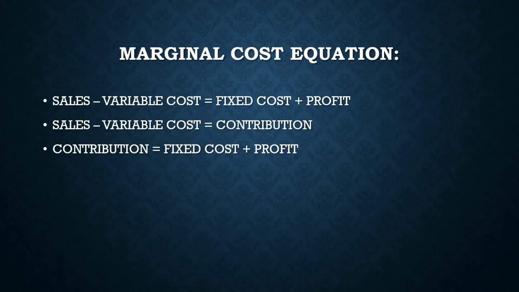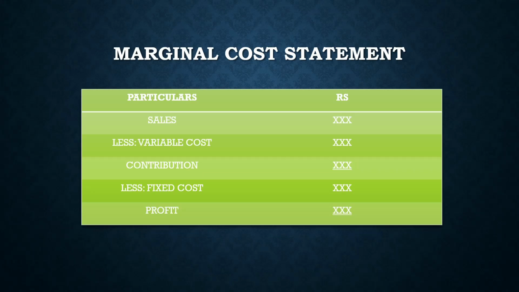Now the marginal cost equation: sales minus variable cost is equal to the contribution, and fixed cost plus profit is equal to the contribution. Therefore, the marginal cost equation is sales minus variable cost equal to fixed cost plus profit. The statement of marginal cost is: sales value less variable cost, we get the contribution, and again we reduce the fixed cost, we get the profit value.